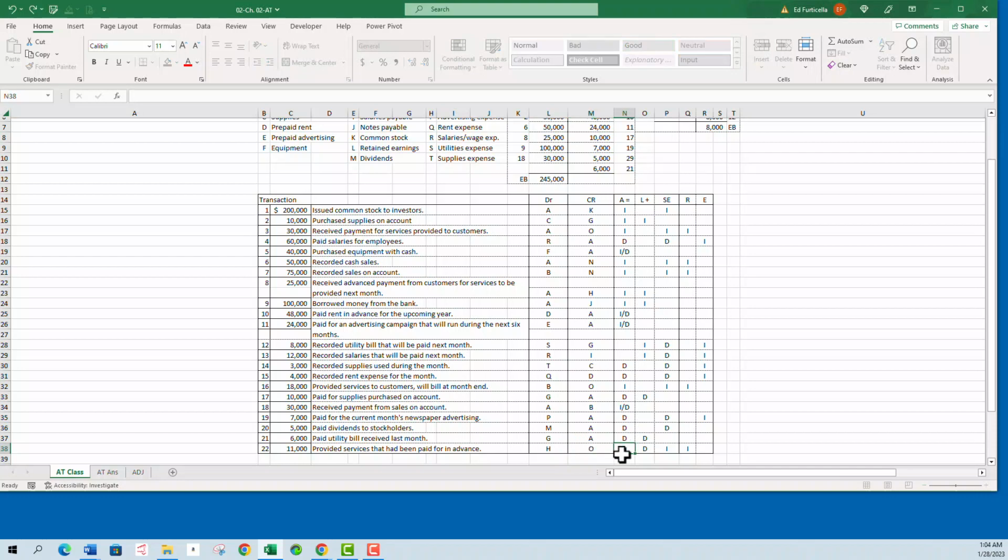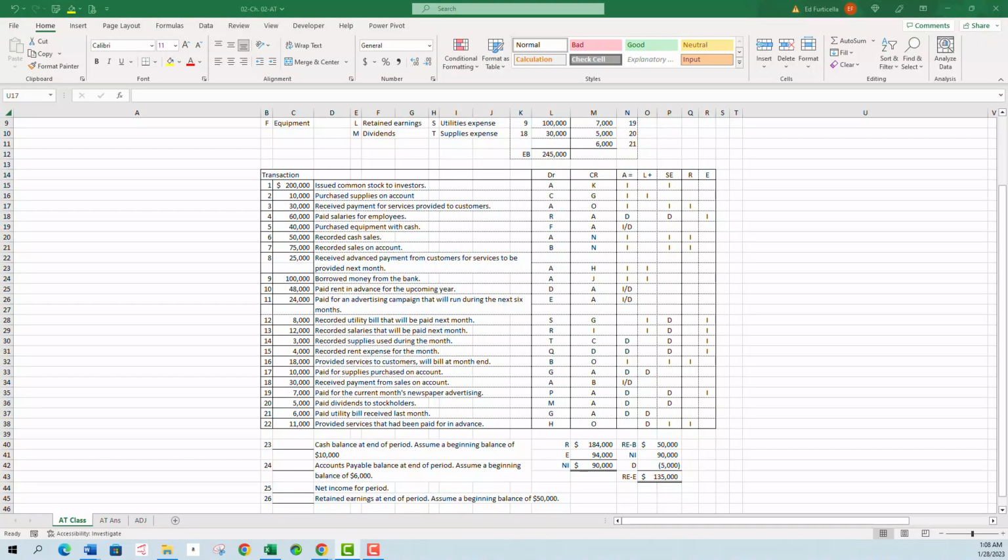So at this point, I'm hoping you have a better understanding of how to record transactions as debits and credits, and also how to analyze the transactions in terms of the effect they have on the accounting equation. Now I have a few questions below the transaction table that you should become familiar with. The first question asks that you determine the ending cash balance.